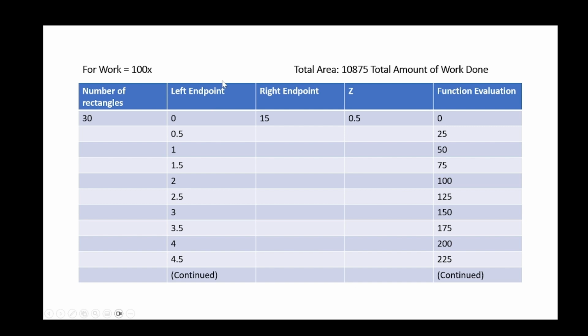So if we look at our chart, this is for work if it's a constant of 100. We see we have our rectangles. We're going for 30 rectangles because we're going to use the domain 0 to 15 with 0.5 second intervals in between each, which can be seen right here. And then function evaluation is all the areas of the rectangles.